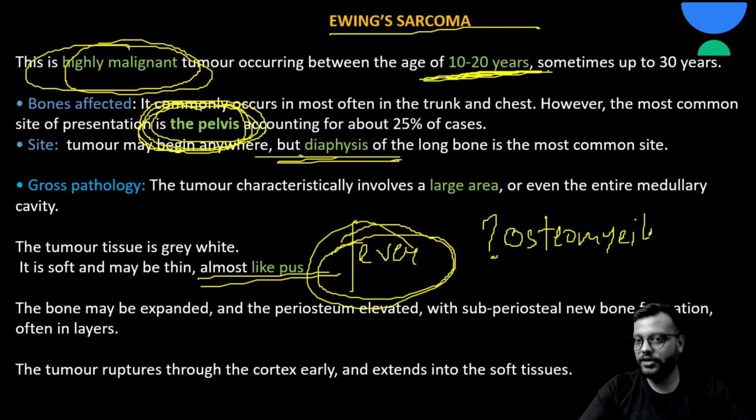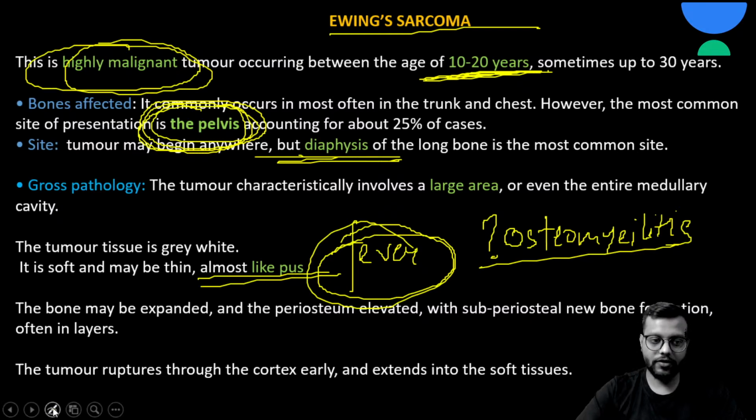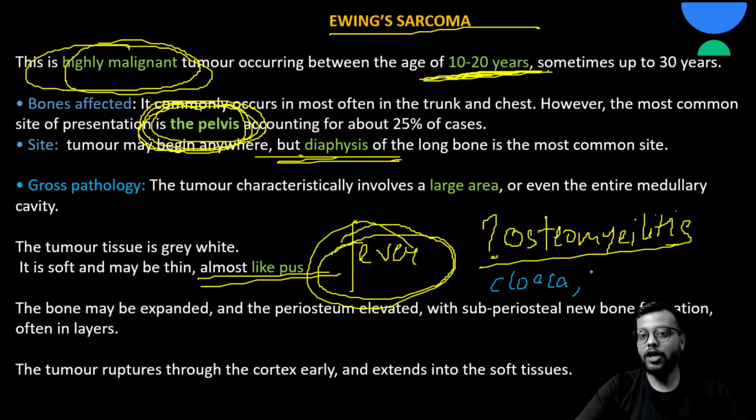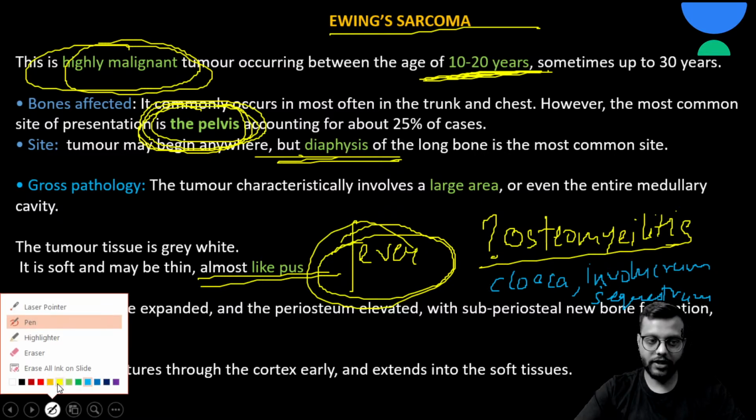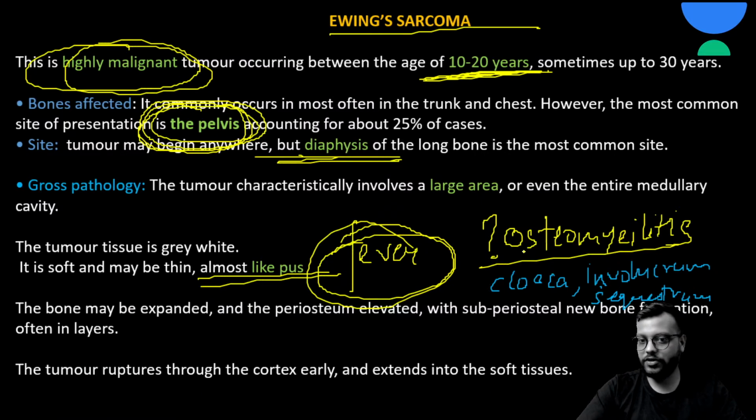And कैसे differentiate करोगे? Osteomyelitis में you will have 3 important radiological features which will be absent here: the cloaca, the new bone formation, the involucrum, the sequestrum. अब कौन सी चीज क्या होती है? Sequestrum is the necrotic or dead bone, infected necrotic dead bone. और ये sequestrum बाहर निकलता है through a sinus that is called the cloaca, and involucrum is the new bone formation.